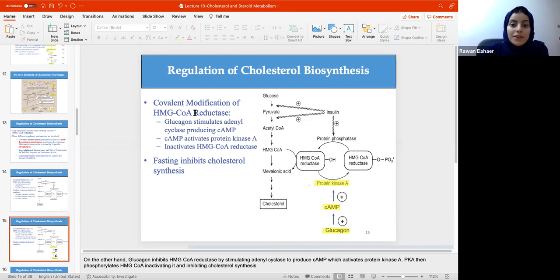Okay, now for inhibition. Whenever insulin does something, always remember that glucagon does the opposite. They're always polar opposites. So insulin decreases blood glucose levels. Glucagon increases blood glucose levels. Insulin activates HMG-CoA reductase. Glucagon deactivates HMG-CoA reductase. Okay, but it does that in a more complex step. It's not direct like this one.